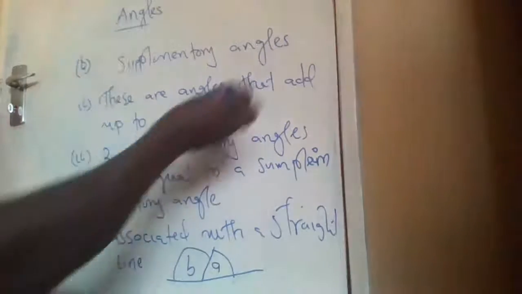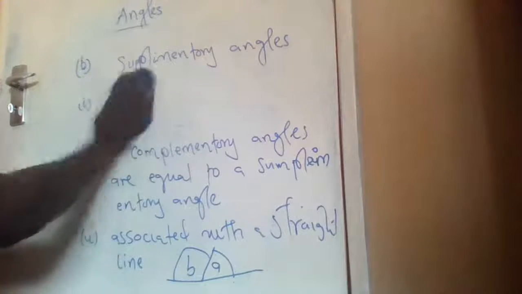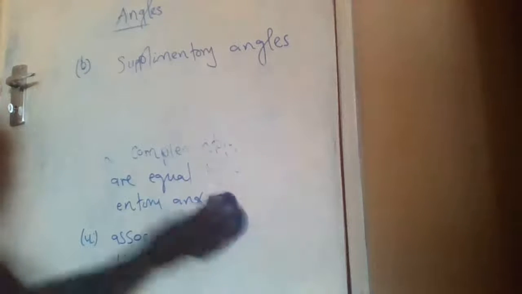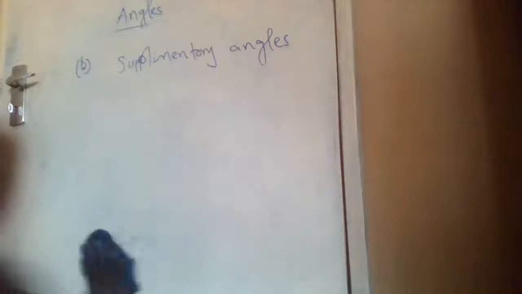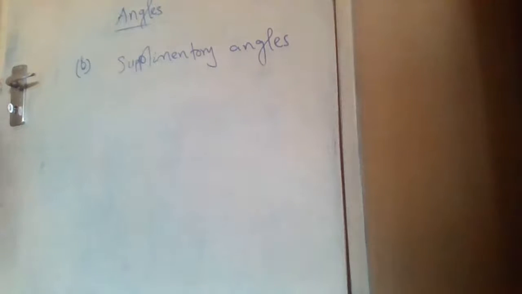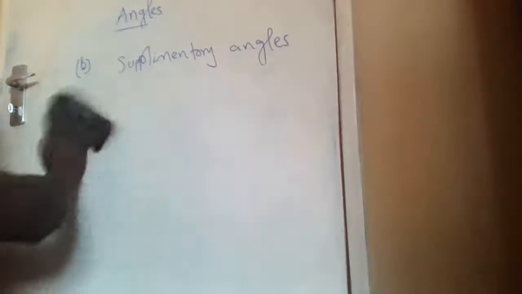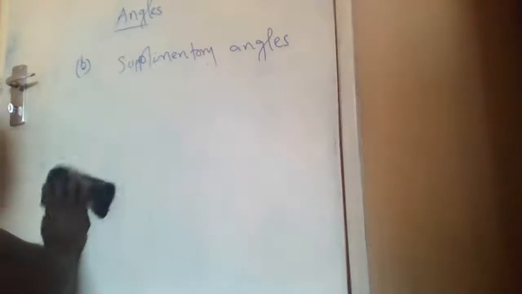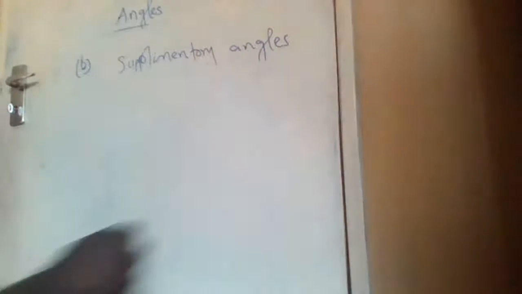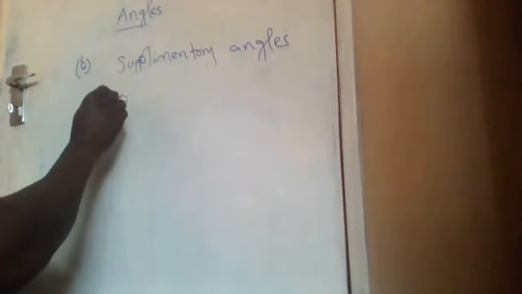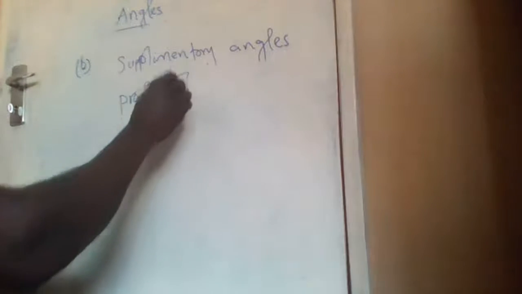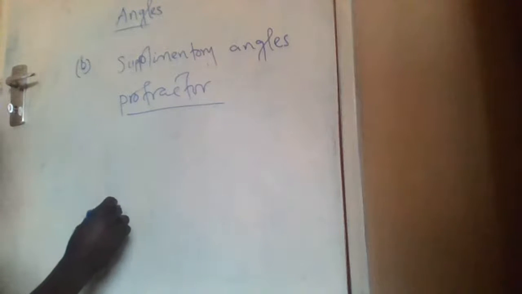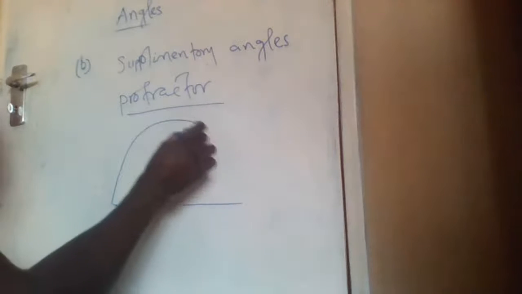Let me talk more about supplementary angles. Where do you find these supplementary angles? There must be an instrument that is designed in such a way that the maximum angle that we can get from that instrument is 180, which is supplementary angles. That instrument is called a protractor. This is a geometrical construction instrument. It's a semicircular kind of arrangement. I'm sure we know it.